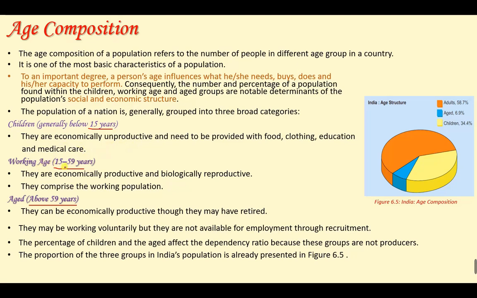Working age, that is 15 to 59 years, they are economically productive. That means they can do any productive work in the economy which can generate income. And they are biologically reproductive, meaning able to give birth to their children. They comprise the working population. So the age group 15 to 59 years is referred to as the working population.